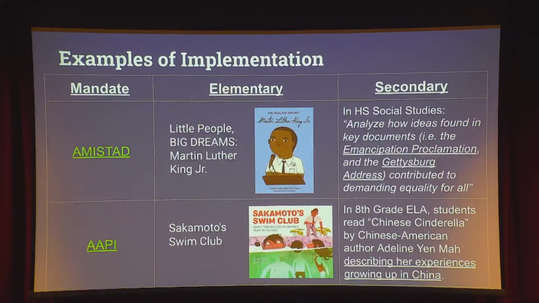For our Asian American Pacific Islander mandate, one of the things we do, and again, these are just small, light touches. If you go through these links, you'll get a larger, more in-depth overview. Again, a book here. This one's about a Hawaiian swim club team that ends up going on to compete in the Olympics, right? So it's kind of talking about the contributions of Pacific Islanders. In 8th grade, students are reading Chinese Cinderella, a book from a Chinese American author describing her experiences growing up in China. So getting that perspective of what was it like to grow up with that experience, right? Bringing in the diverse perspectives.